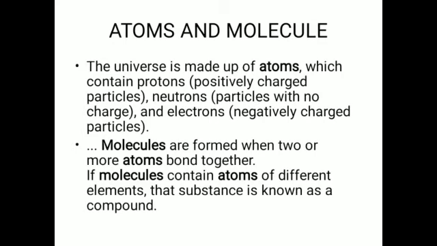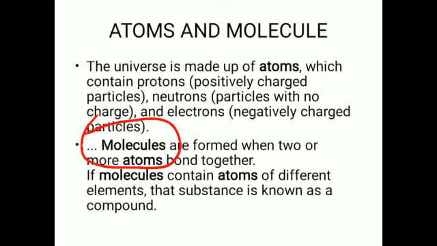Now we sum up the definition of atom with molecule. The universe is made up of atoms which contain protons, positively charged, neutrons with no charge or neutral, and electrons, negatively charged. But the molecule behaves as a unit, and it is formed when two or more atoms bond together. If a molecule contains atoms of different elements, then the substance is known as a compound.